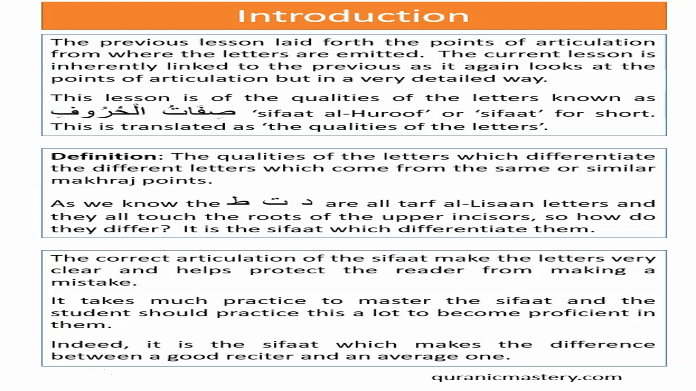So the qualities of the letters which differentiate each other, the different letters which come from the same or similar makhraj points. So the example for this is, we know from previous lessons that the dal, ta and ta are the tarful lisan letters, and they all touch the roots of the upper incisors. So how do they differ? It is the Sifaat which differentiates them.